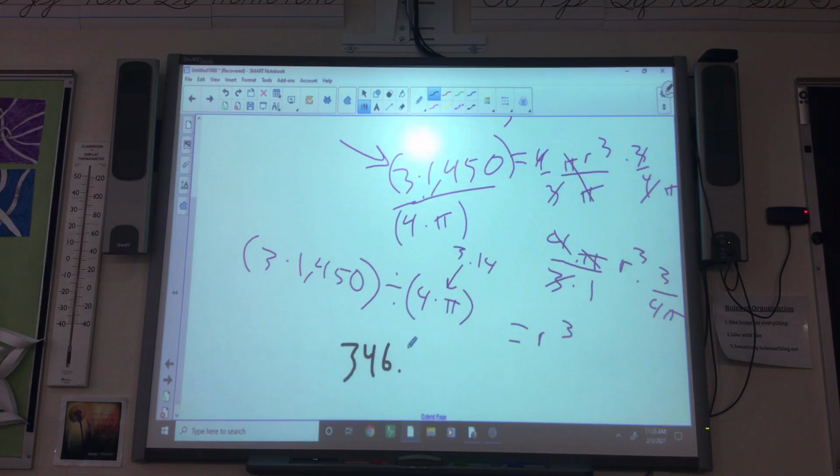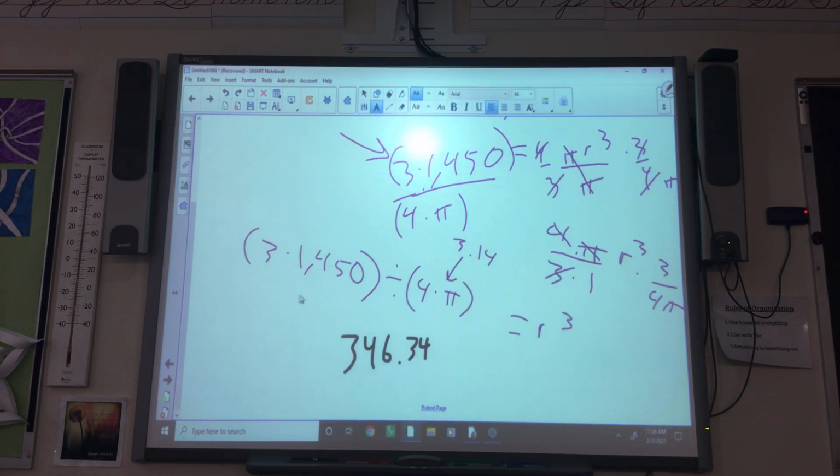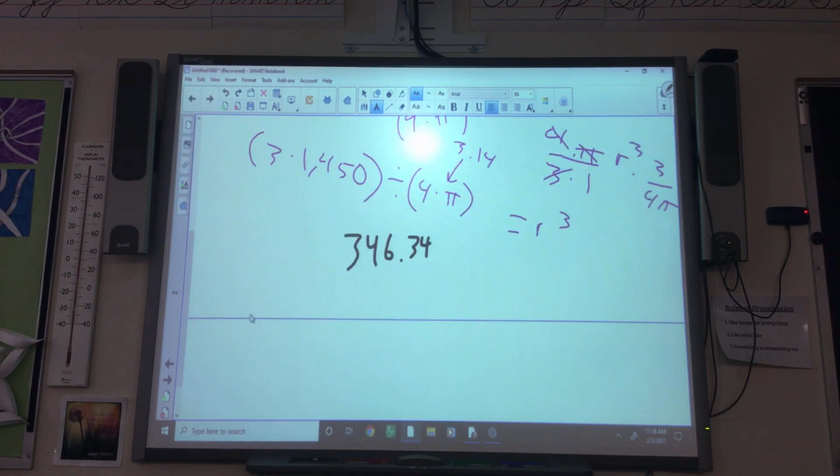0.337. Okay, so 0.34. Do not round. I'm going to type it out here for you. This is really important. Do not round. Here's what you're going to have to do instead of rounding.